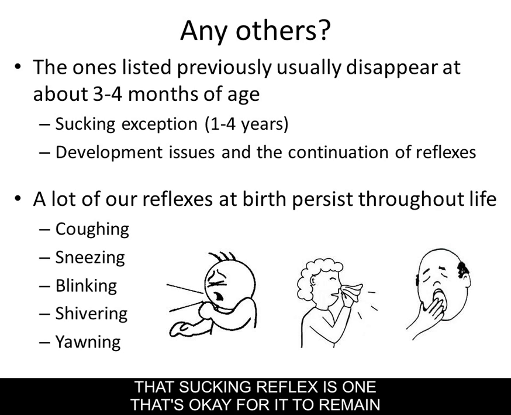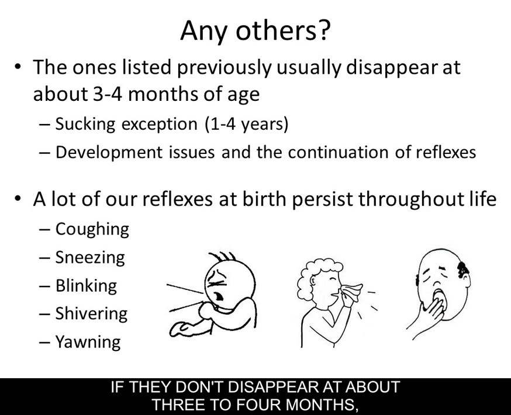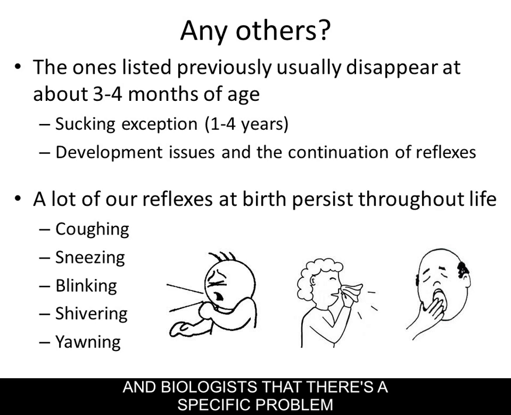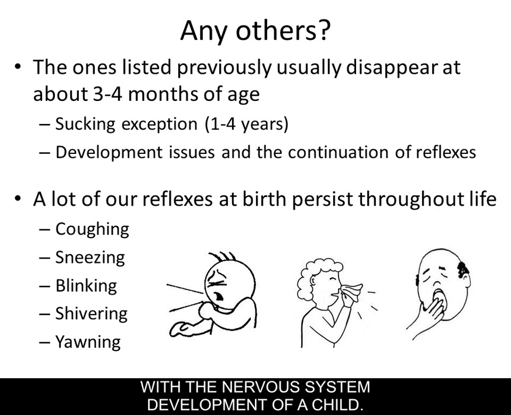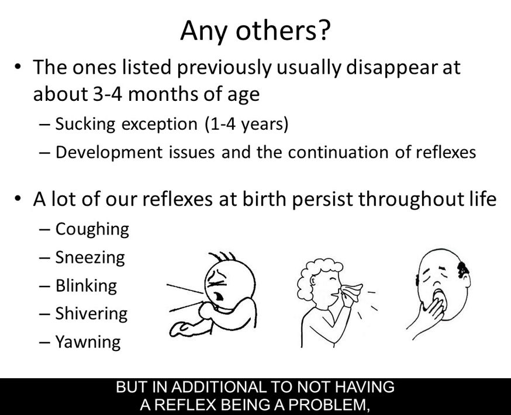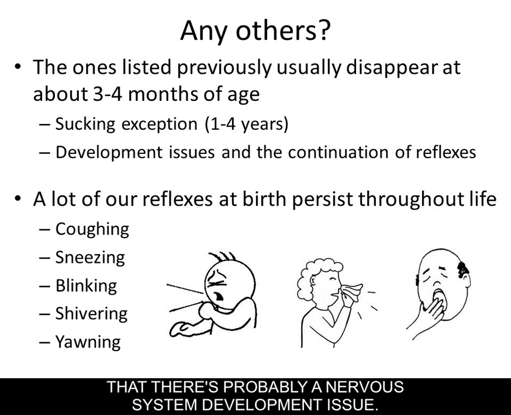That sucking reflex is one that's okay for it to remain, but the other reflexes, if they don't disappear at about 3 to 4 months, typically signals to developmental psychologists and biologists that there's a specific problem with the nervous system development of a child. So not having a reflex is a problem, but in addition to not having a reflex being a problem, having a reflex remain for too long also indicates that there's probably a nervous system development issue.